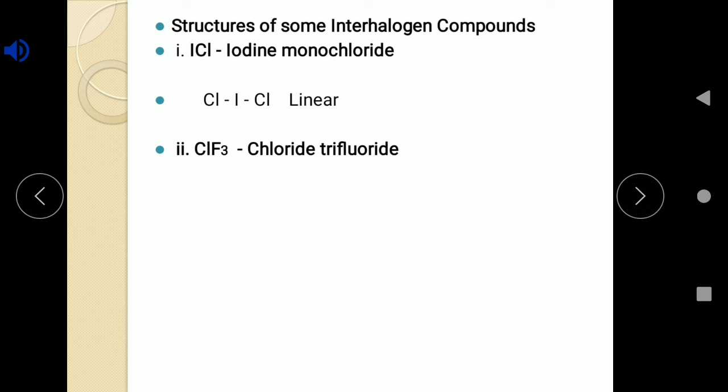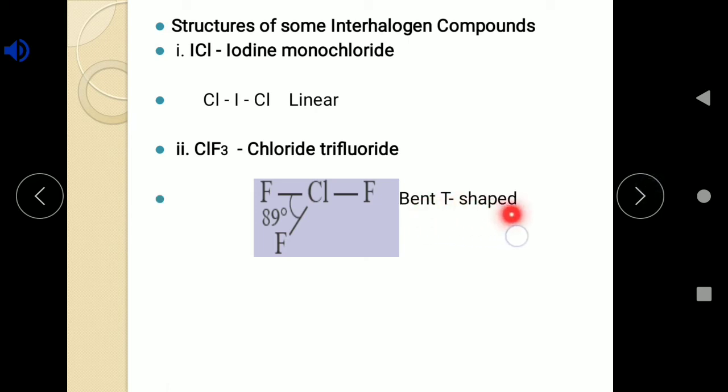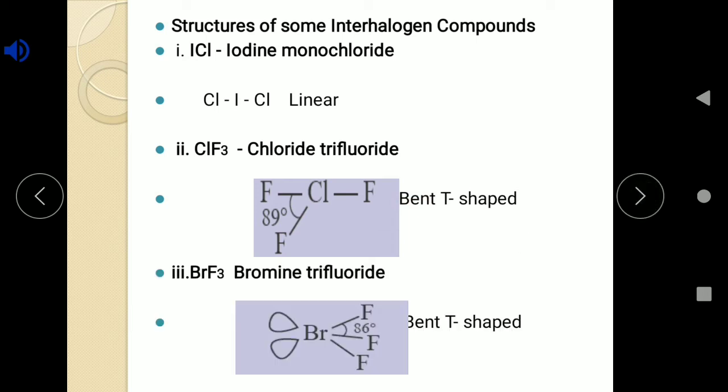Now, the trifluorides. For the trifluoride structure, if we consider ClF3, then the structure is like this and the geometry is bent T-shaped. It is almost like T-shaped, only the angle is 89°. That means the fluorines are not exactly as in a T-shape but are somewhat located at an angle of 89°, hence it is called bent T-shaped. In the same way, BrF3 is also bent T-shaped. The angle between the fluorines is 86° instead of 89° here.